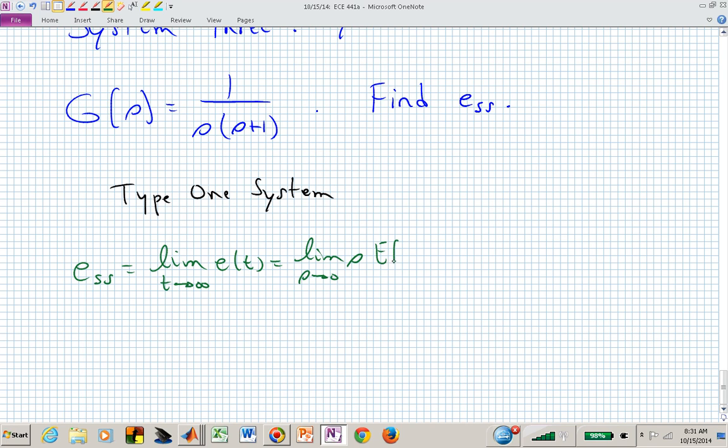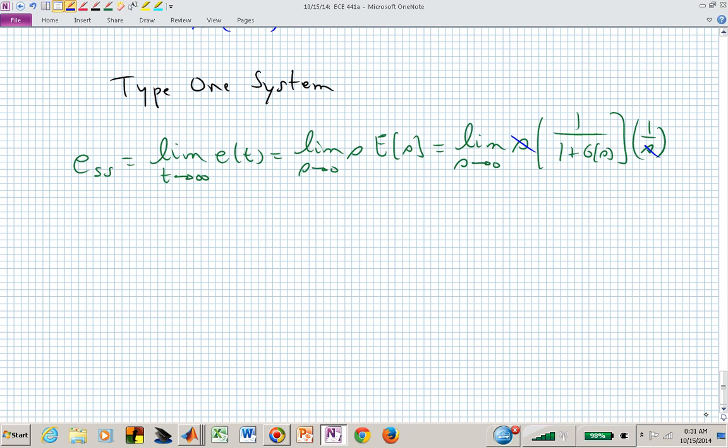Using the final value theorem, the equations are still the same. All we've changed is the g. If we put that in, we now have the limit as s goes to 0 of s times 1 over 1 plus g of s times 1 over s. This s cancels that s. And now what do we have?